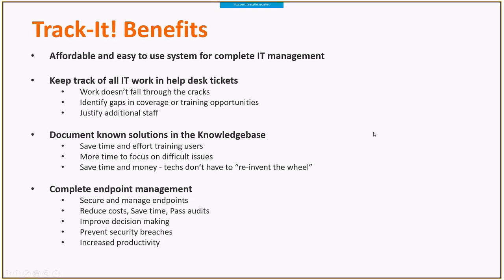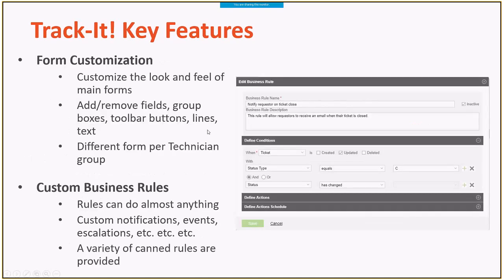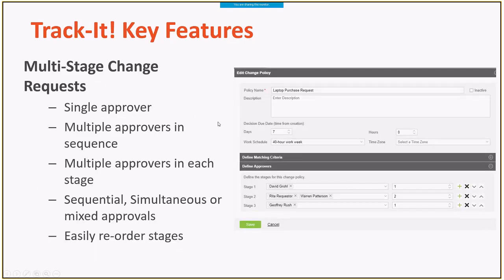And again, the oft-mentioned complete endpoint management. You have dashboards with drill downs. You have technician groups to segregate data between different teams. You can customize forms and create a very specific layout and create business rules to create automation behind tickets that come in, either via email or via the self-service web portal for end users to use. Multiple stage change requests, so you can get very granular. At the heart of change management in Trackit is an approval workflow system.